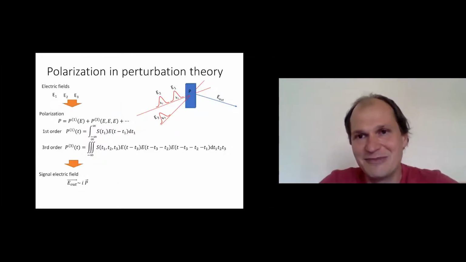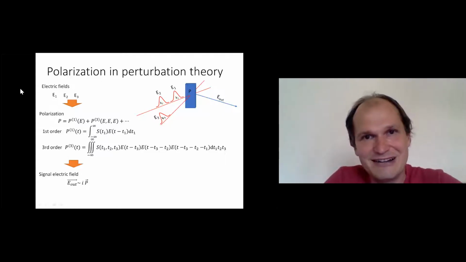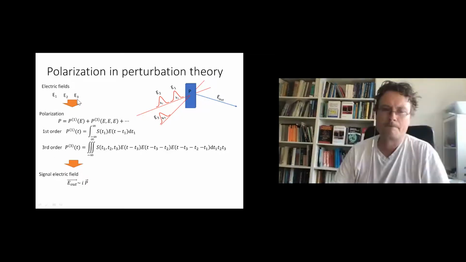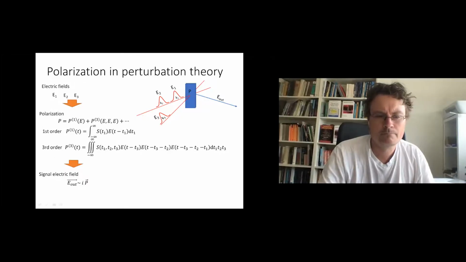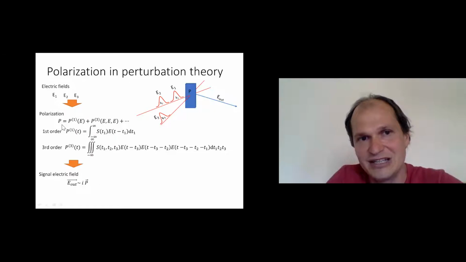So let's start with some theoretical overview, the theoretical background I'm going to use. The idea is that you have some sample, you shoot several laser pulses into it. These are their electric fields, E1, E2, and E3, or it can be more. The electric field induces some polarization in the sample, which according to perturbation theory can be expanded into terms according to the number of interactions with the electric fields. For an isotropic sample, there are only odd terms.